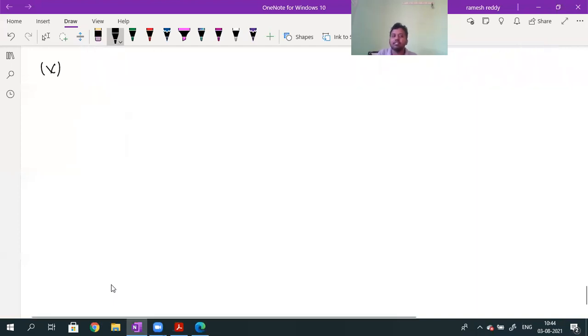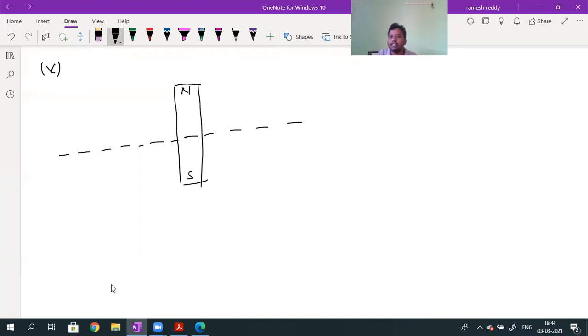The next point. Let me consider one bar magnet. This is the bar magnet I consider. The bar magnet is suspended in such a way that the north pole is towards the geographic north. North pole is towards where? Geographic north. Next point, listen carefully. So the north pole is placed on the geographic north. Whenever the north pole is placed on the geographic north, where will you get the null point?